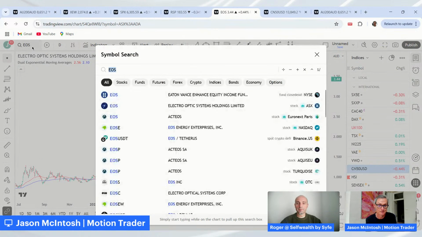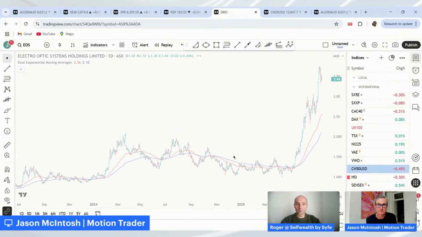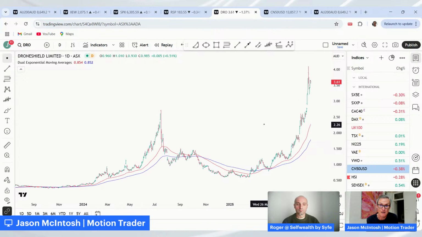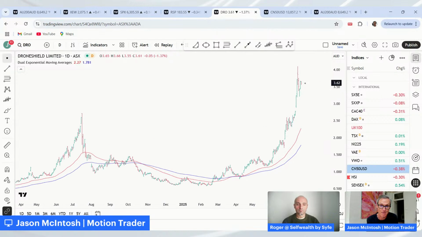Okay, next one's DRO. Very similar to what we were just talking about with EOS. We've mentioned this. We've talked about this a number of times over the last couple of months. We've seen this emerging trend develop, and it's now a case of, had someone bought when we were discussing the potential for an emerging trend, it'd now be a case for me of holding on, seeing where it goes. I wouldn't be a buyer at current levels simply because it's just too stretched above the moving averages, and that does increase the prospects for a larger consolidation.